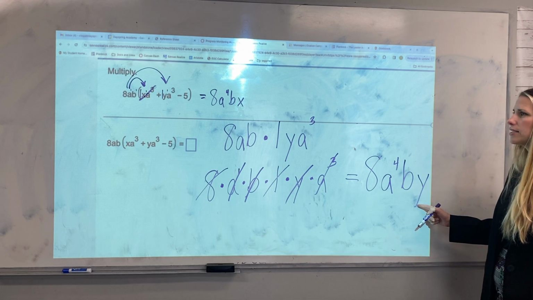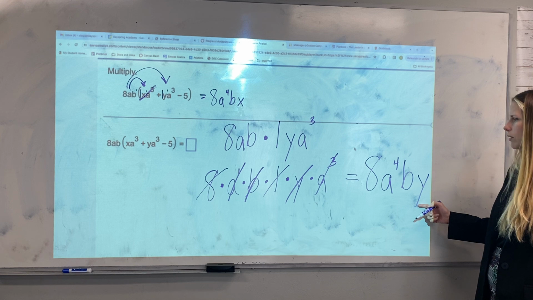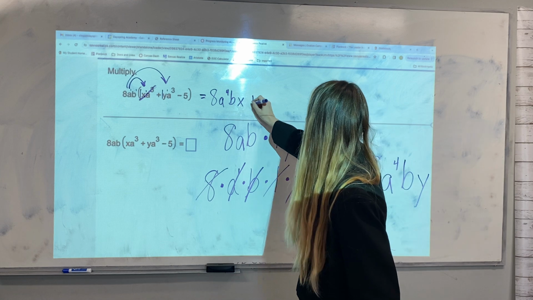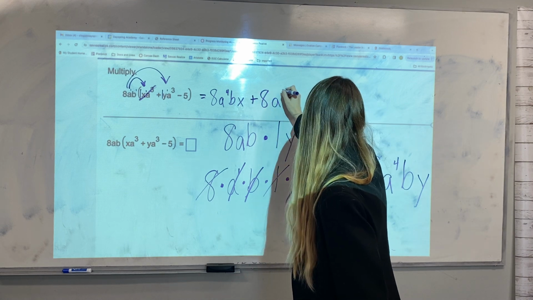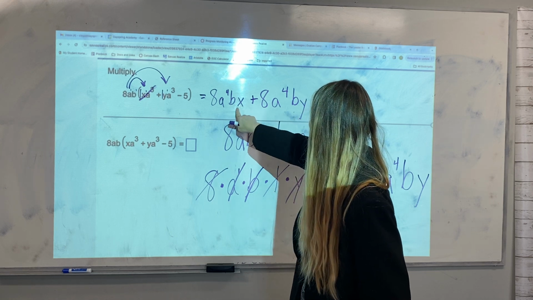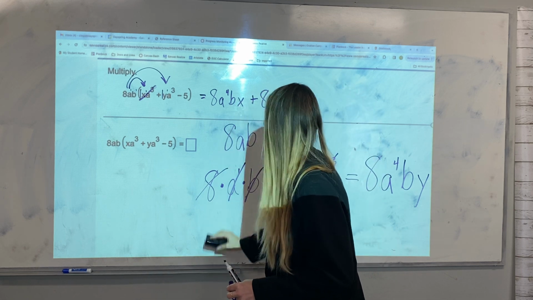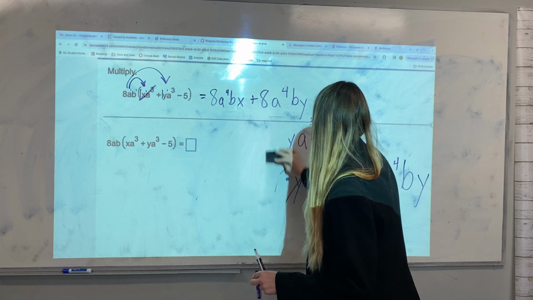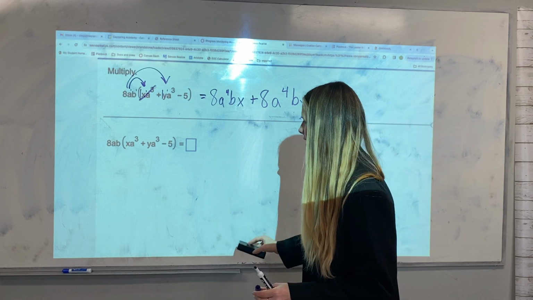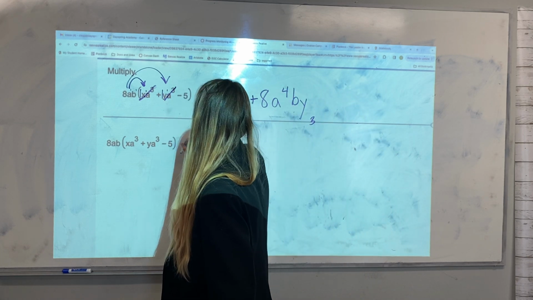Okay. It does feel like a lot of steps because there are so many variables here, but just go slow and then you won't miss anything. So I'm just going to write this as my second term, positive 8a to the fourth b y. Almost the exact same thing as the first, but this has an x and this has a y. So they're really close to being like terms, but they are not. So we're not going to combine them, we're just going to leave them as is. In order to be like terms, the variables and exponents of the term have to be exactly the same. Okay, we're done with that.